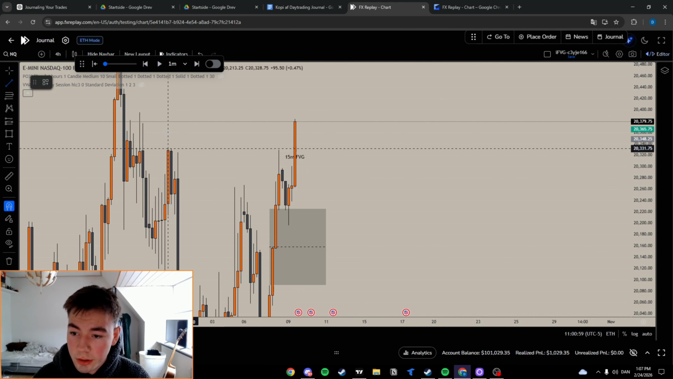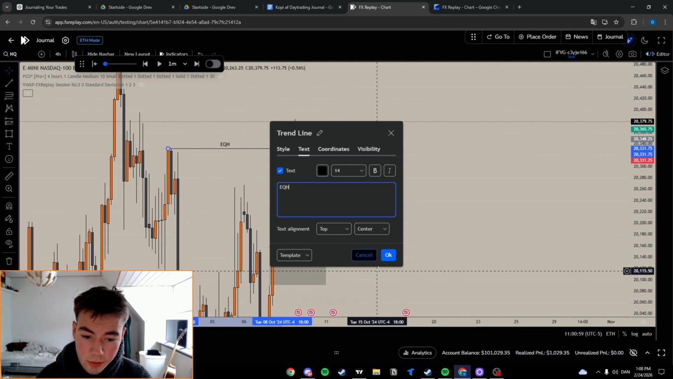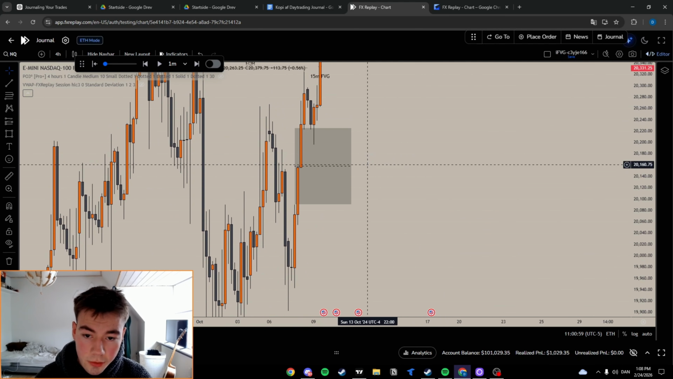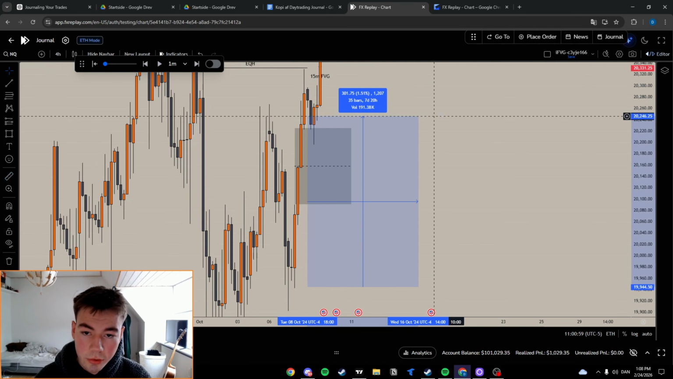So as you can see right here, coming into the market, we have these equal highs right here. I was very bullish. Why? Because we are respecting bullish PDAs and disrespecting bearish PDAs. And we have very solid drawn liquidity, equal highs, and the general order flow is just very bullish. Okay.